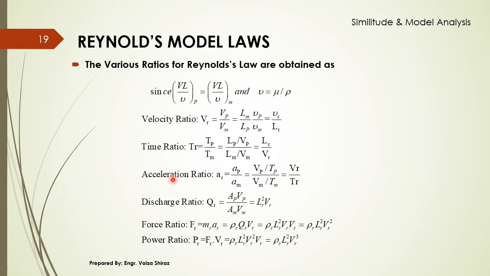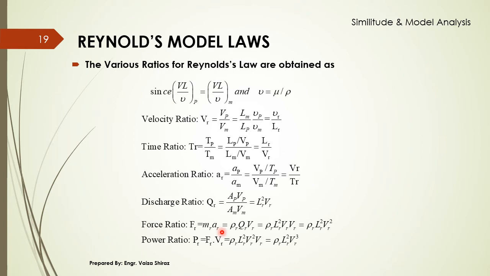Next is acceleration ratio Ar, that is Ap over Am. So acceleration is simply velocity over time, so that is Vr over Tr. Discharge is A into V, so it is simply the A into V relation for prototype and the model, and by simplifying the relation, this will be your final equation for the discharge ratio.